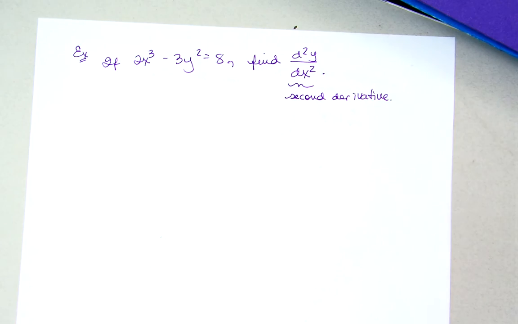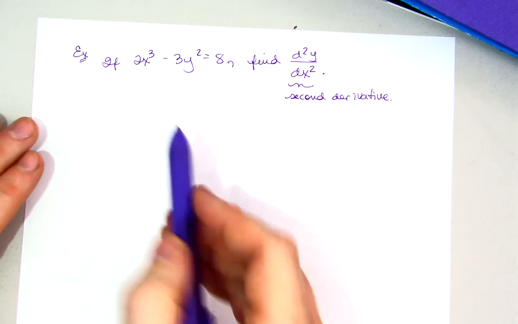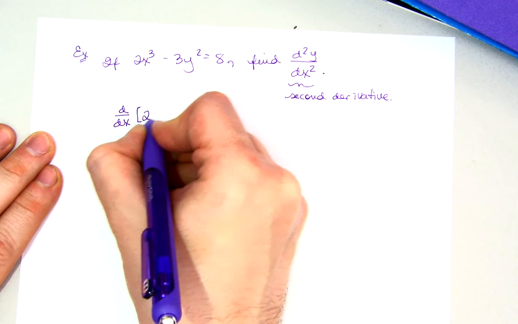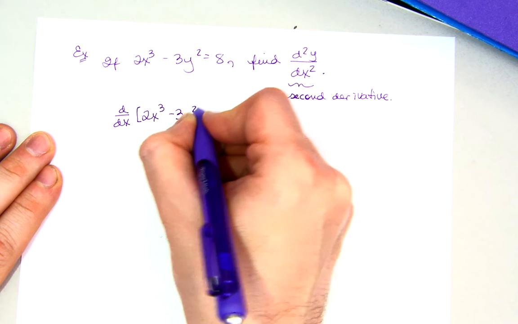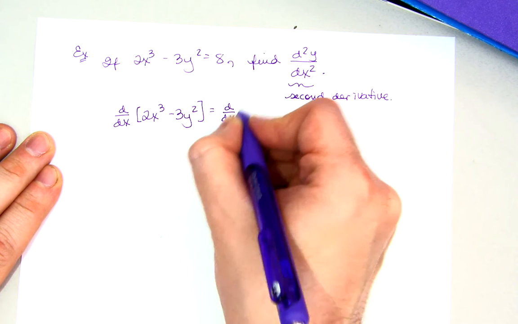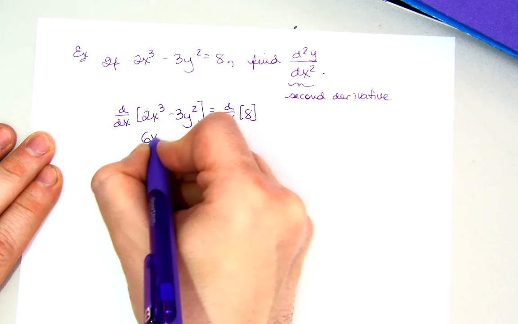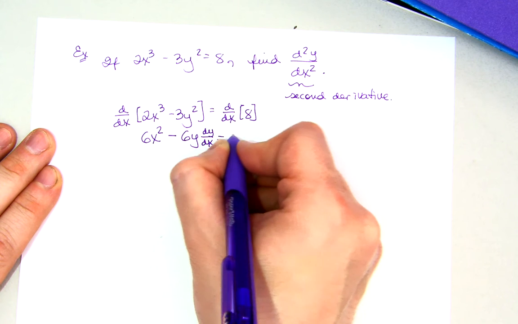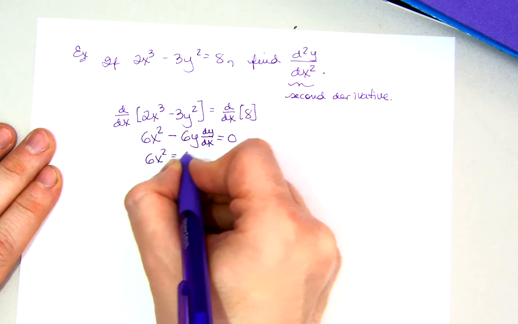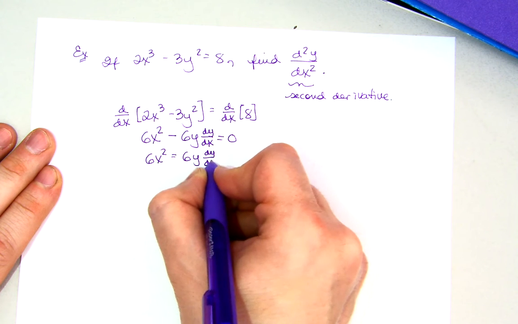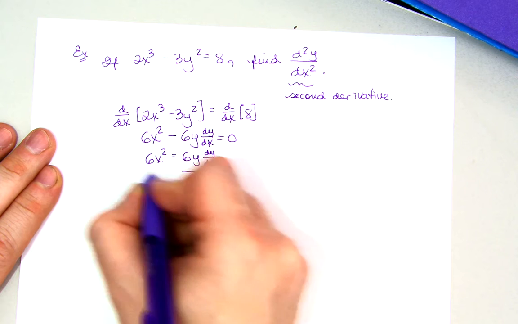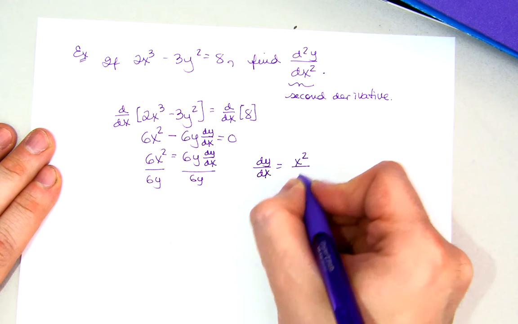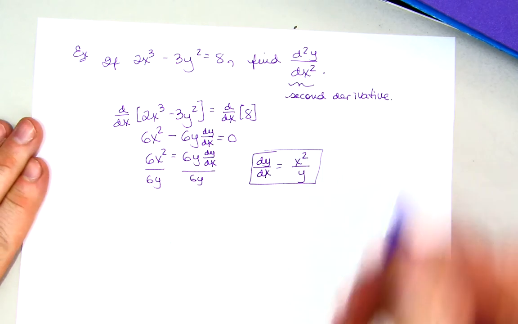Well, obviously, to find a second derivative, we need to start by getting the first derivative. There's nothing new with that. You can go find the first derivative of this function. So I'm getting a first derivative of x squared over y.